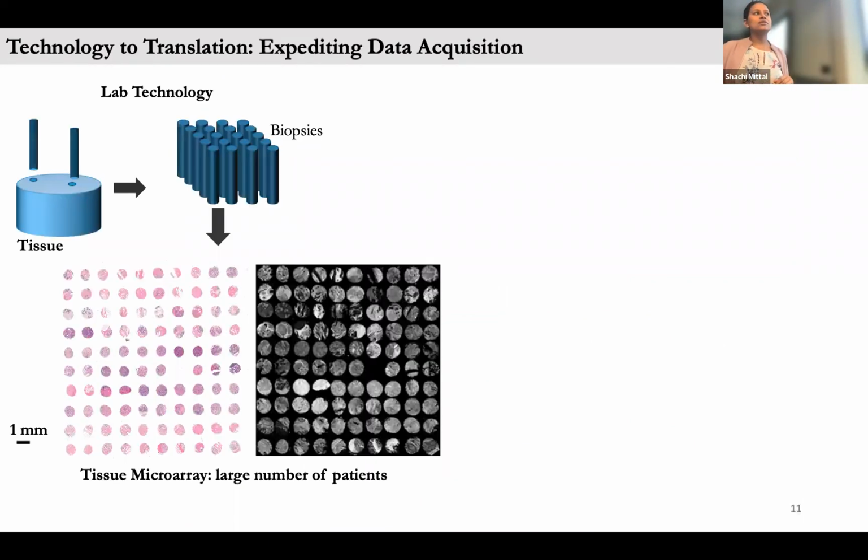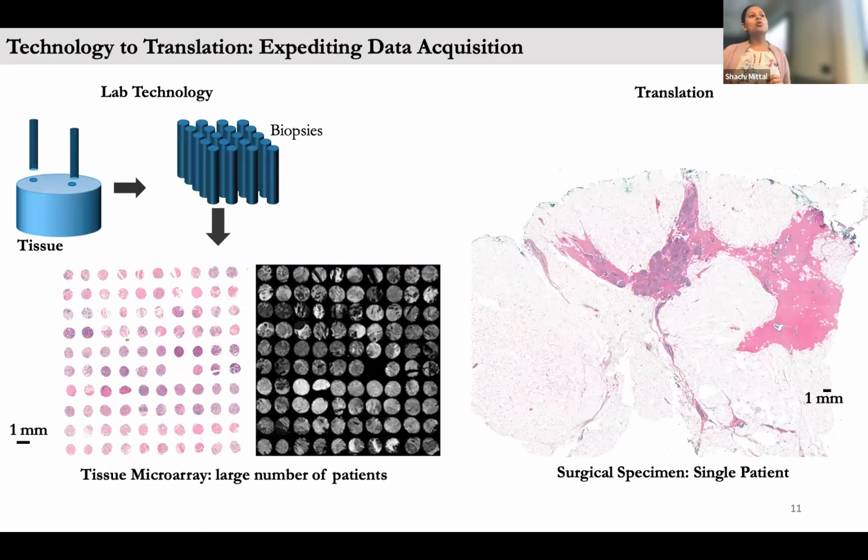So we moved from translating and expediting our data acquisition, where we can not only now look at tissue microarrays, but also look at large specimens. Microarrays is typically what is used in labs or sometimes in clinic to develop something, to study something, to do research. But when a patient comes in for diagnosis and treatment, this is the area that is taken out from just one patient. So this is the millimeter scale here, and this is the millimeter scale here, right? If this circle takes me 3.5 hours, it's going to take me months to just acquire this image.